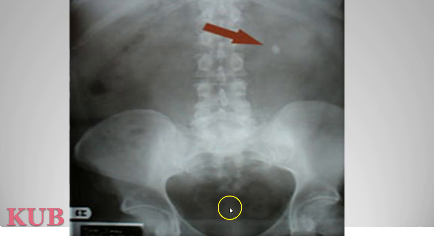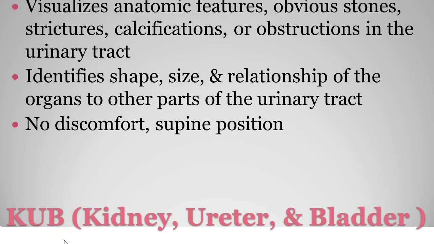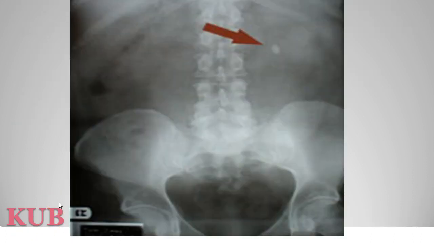Okay, and remember that stands for your kidneys, your ureters, and your bladder. And obviously we can visualize all three of those structures on this x-ray. And it looks like this person has a kidney stone in their ureter.